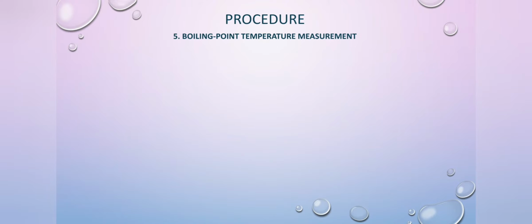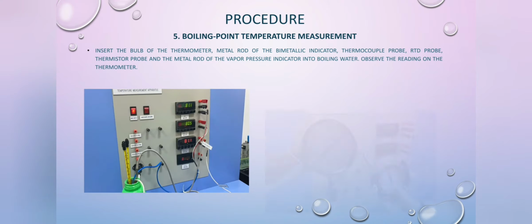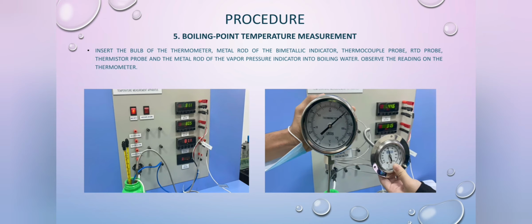To measure the boiling point temperature, we also insert the bulb of the thermometer, the metal rod of the bimetallic indicator, the thermocouple probe, RTD probe, thermistor probe, and the metal rod of the vapor pressure indicator into the boiling water. We observe the reading on the thermometer. Here is the result of the boiling point temperature measurement. The measurements were recorded into the table of data and results.